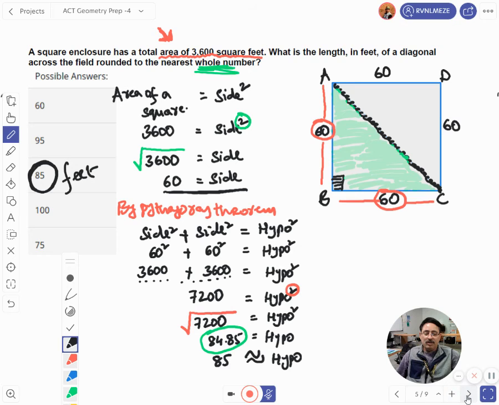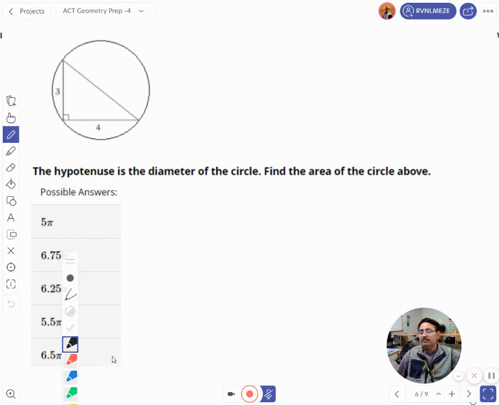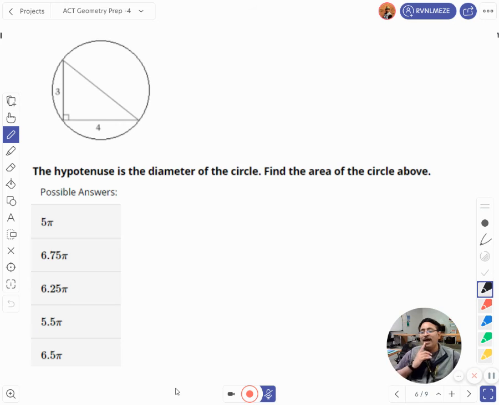Well, let me go to the next question. This one is slightly different. The hypotenuse, let me move this one to here. The hypotenuse is the diameter of the circle. Find the area of the circle above. Once again, it's clearly mentioned in the given question that the hypotenuse is the diameter. Therefore, 3 and 4 are given here.